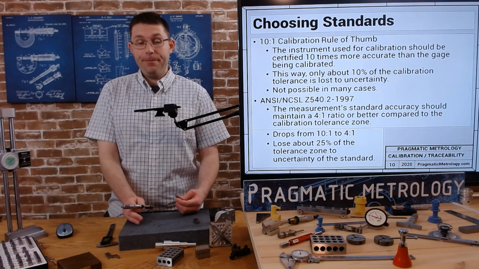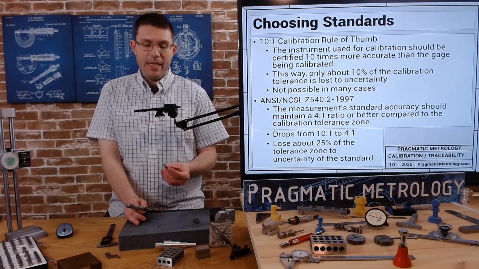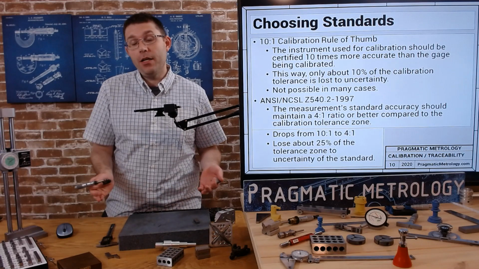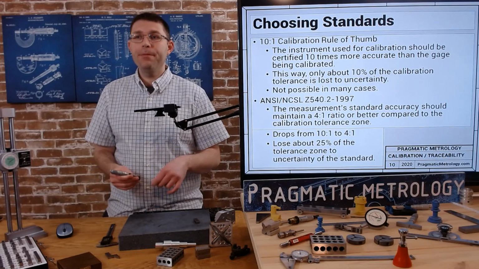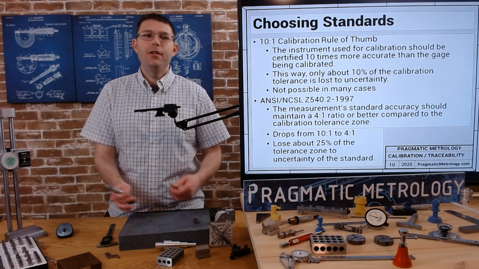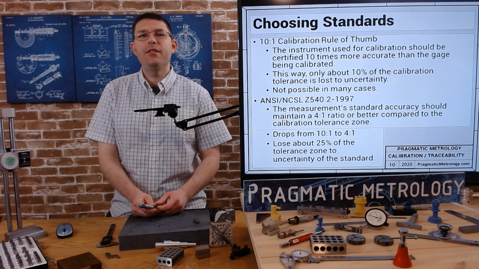If it's not 10 times more accurate, if it's only 3 or 4 times more accurate, sometimes you've got to live with that. As I'll explain, as you get higher and higher levels of accuracy, you can't always maintain 10-to-1.